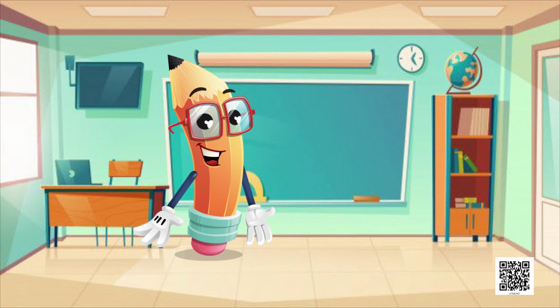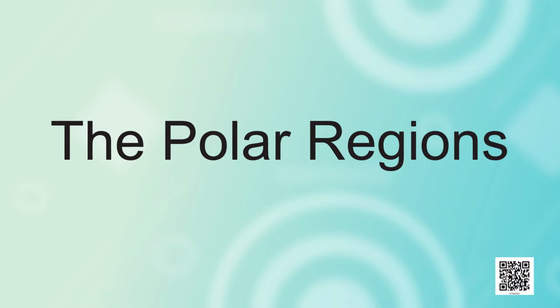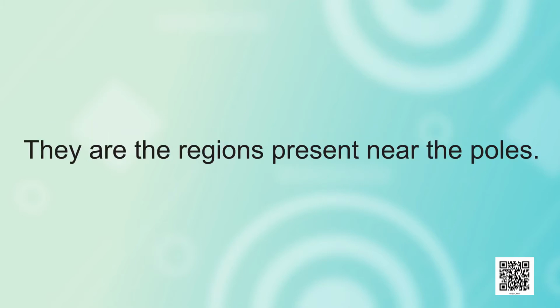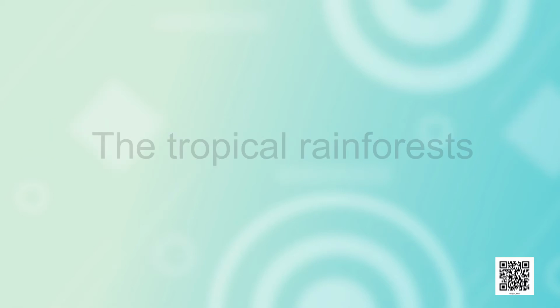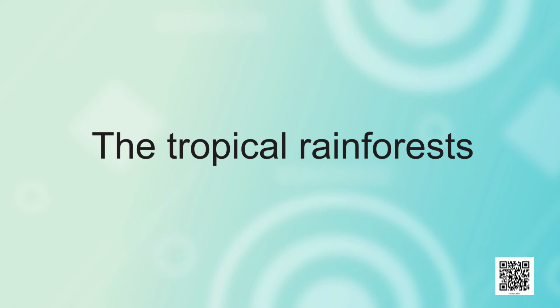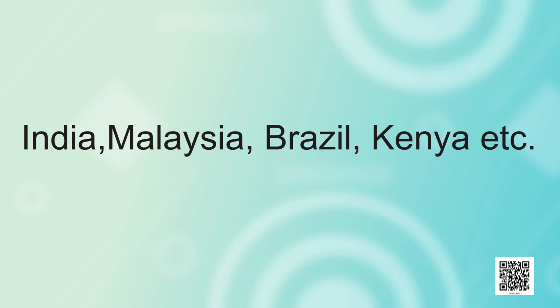First of all, let us discuss the polar regions. Children, do you know what are polar regions? As the name suggests, they are the regions present near the poles. Some well-known countries that belong to the polar regions are Canada, Greenland, Iceland, Norway, Sweden, Alaska, etc. Some of the countries where the tropical rainforests are found are India, Malaysia, Brazil, Kenya, etc.